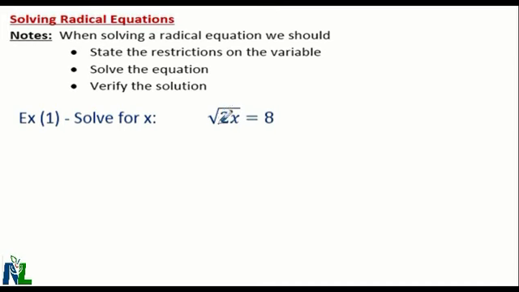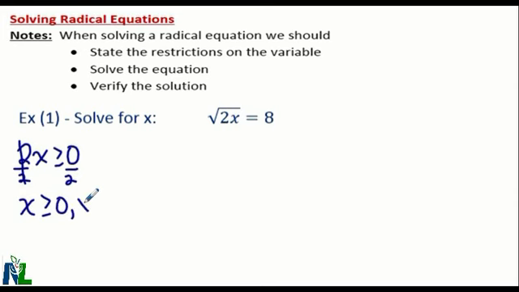When I look right here, I know that in order for this expression to actually exist, the 2x must be greater than or equal to 0 in order for the radicand to be a positive number. So I'm just going to divide by 2. In dividing by 2, I know that my restriction on the variable here is x must be greater than or equal to 0, where x belongs to all real numbers.